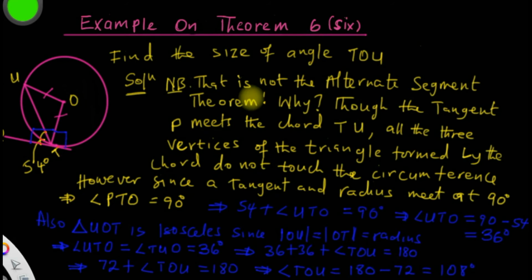Okay, students, you're welcome back. So we are looking at an example on Theorem 6. I hope you remember Theorem 6? Theorem 6 says that the tangent and radius always meet at what? At right angle, or 90 degrees. And in the same way, a tangent and a diameter, or a radius, meet at what? At right angle, 90 degrees. So we are asked, in this diagram, you have to find what?